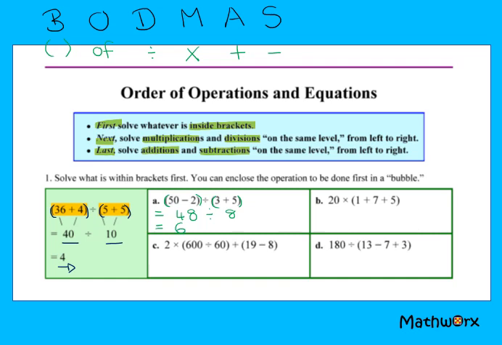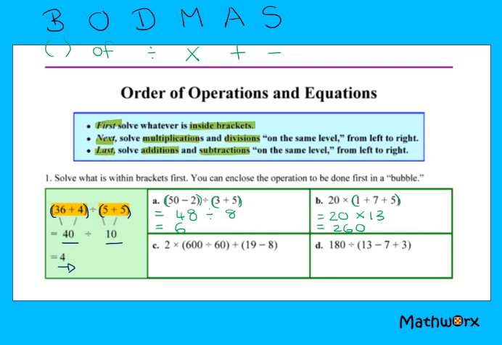Okay, and if we look at B, 20 isn't in the bracket, but the brackets are here. So we're going to leave the 20 as it is, and we're going to multiply it by whatever we calculate the brackets to be. 1 plus 7 gives me 8. 8 plus 5 gives me 13. And 20 times 13 gives me 260.